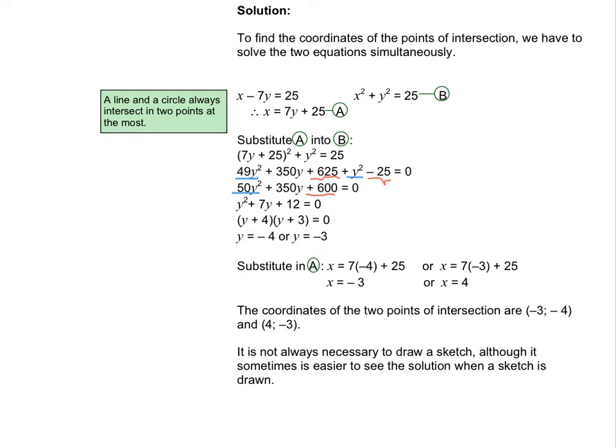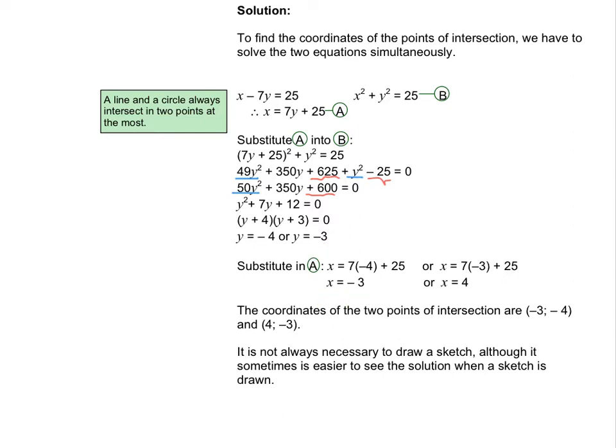Now to solve y, I have to take each bracket separately and set it equal to 0. So if I take my y plus 4 equal to 0, the plus 4 to the right hand side becomes minus 4 and therefore y is equal to minus 4. If I take my second bracket and set it equal to 0, the plus 3 must go to the right hand side and it will become minus 3 and therefore y is equal to minus 3.